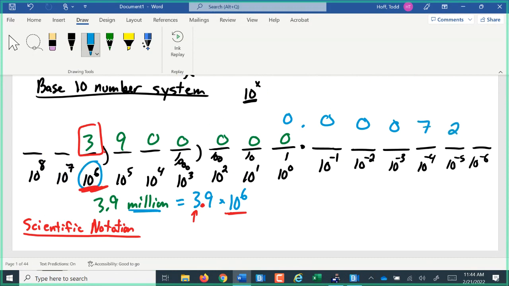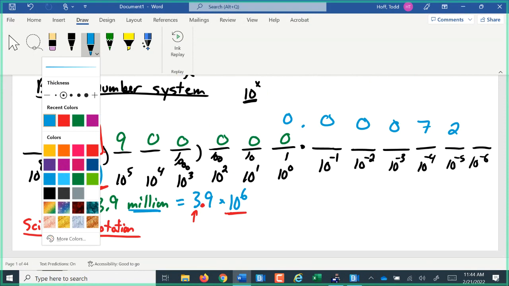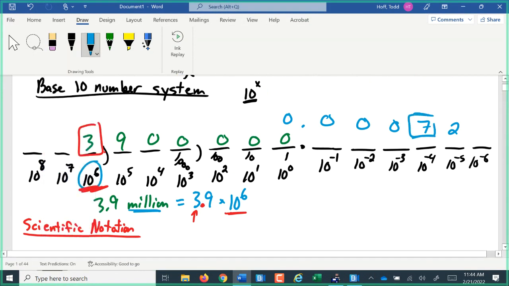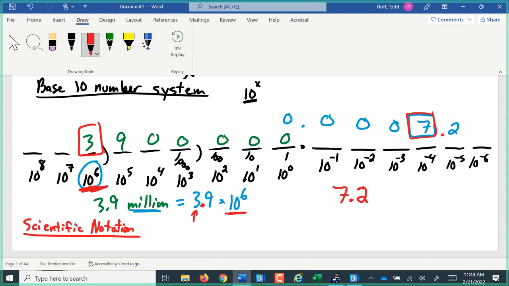So we might have 0.00072. Here we do the same thing. We find the first non-zero digit, that's the 7. We'll put the decimal point after that, so that's going to be 7.2. And then we name the place value the 7 is in. It is in the 10 to the negative place value.